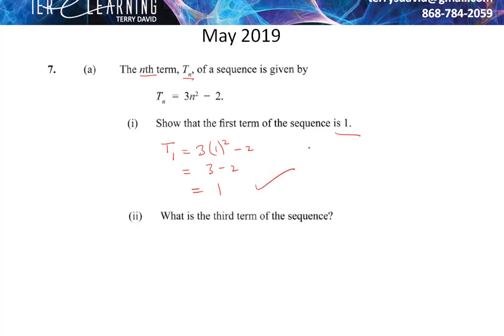That's it. Next thing you want to find, what is the third term of the sequence? So you want to find t3. All we're doing is substituting into the formula here. This is 3 multiplied by 3 squared minus 2, which is equal to 3 multiplied by 9 minus 2, which is 9 3s are 27 minus 2, which is 25. So my third term is actually 25. Pretty straightforward. That's it. Nothing fancy.